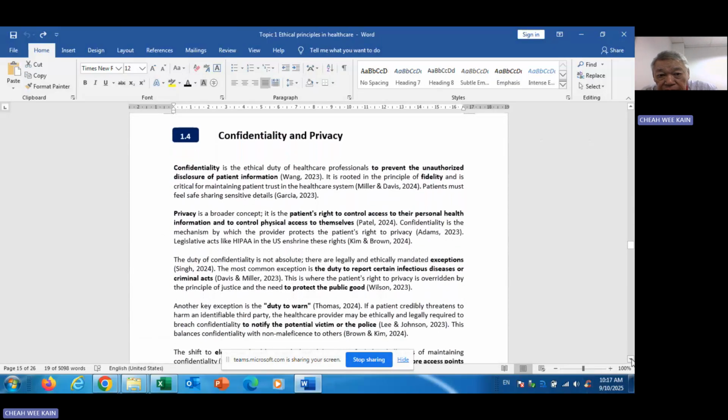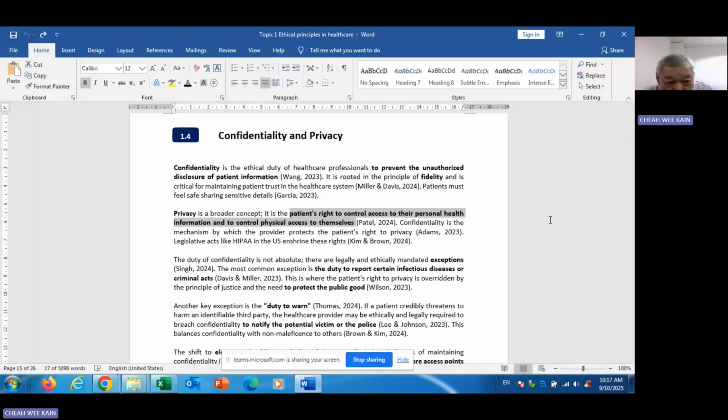So the last one is confidentiality and privacy. To prevent the unauthorized disclosure of patient information, that's called confidentiality. In the principle of fidelity, trust. Okay? So privacy is a broader concept. It is the patient's right to control access to their personal health information and to control physical access to themselves. So confidentiality is to keep information private.